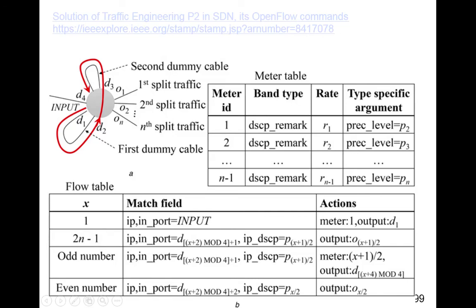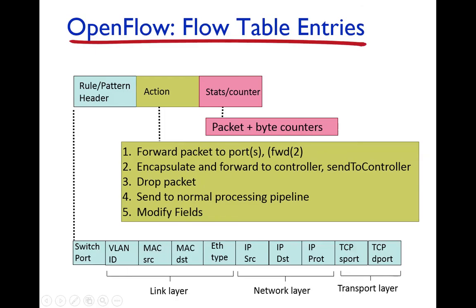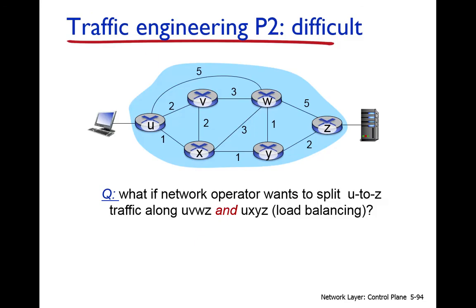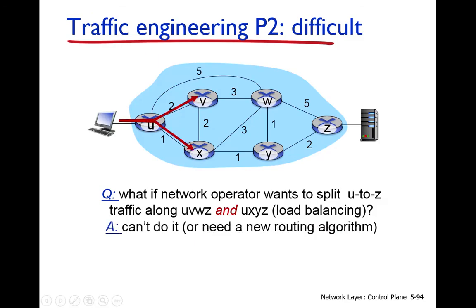So this slide is about this problem. In SDN, we can address this problem. How? If we want to address it in the per-router architecture, then we have to change the control plane of each and every router. If there are 10,000 routers, we have to change the control plane of 10,000 routers. But in SDN it is much easier.